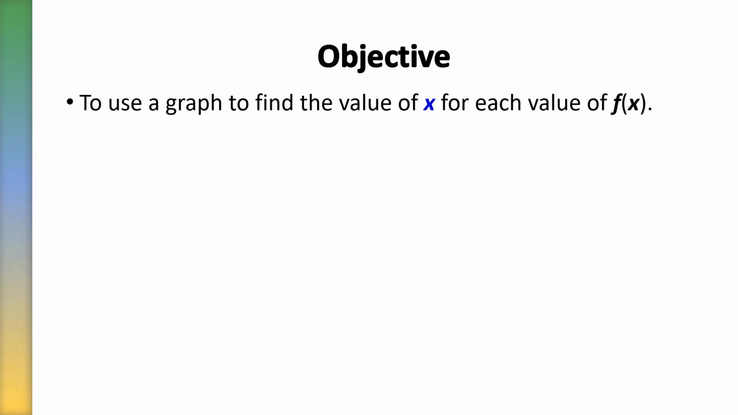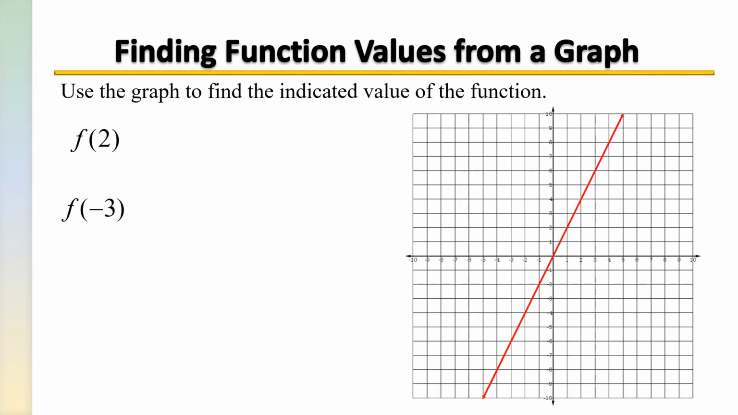The next objective is to use a graph to find the value of f of x. In this example, we're asked to use the graph to find the indicated value of the function. So here we're given f of 2. Recall whatever you see in the parentheses is your input. In other words, it's your x value. So I have an x value of 2, and what they're asking us is to find out what your y value would be of that ordered pair.